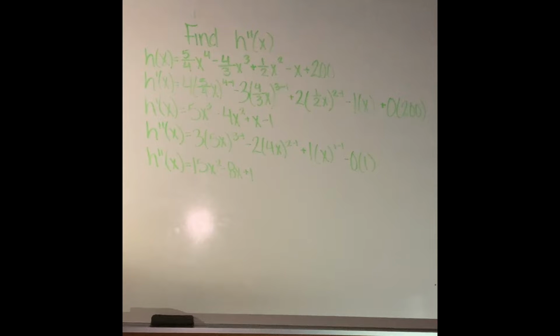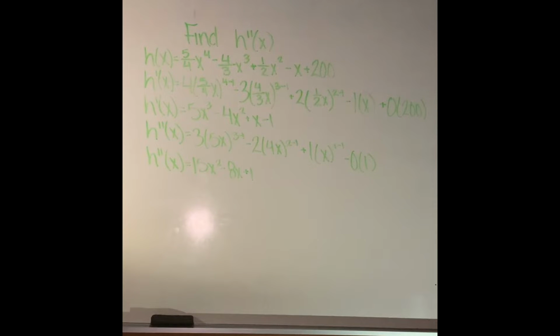H prime of x equals 4 times the quantity 5/4 x to the 4th minus 1 minus 3 times the quantity 4/3 x cubed minus 1 plus 2 times the quantity 1/2 x squared minus 1 minus 1 times the quantity of x plus 0 times the quantity of 200. H prime of x then simplifies to 5x cubed minus 4x squared plus x minus 1.